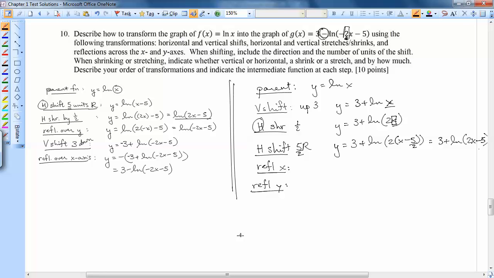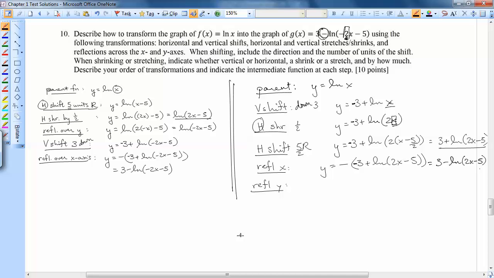If I reflect over the x, that means take all my y's and make them negative. So my y's, I'm going to throw a big negative in front of everything. I'm going to take that previous function that I had. But the problem is now when I distribute, I'm going to get that -3 just like I did in the previous example. So all the way back up here where I said up 3, really what I want is down 3. So that makes this negative, that makes this negative, that negative, and this negative. And now when I distribute, I'm going to get +3 minus ln 2x minus 5.